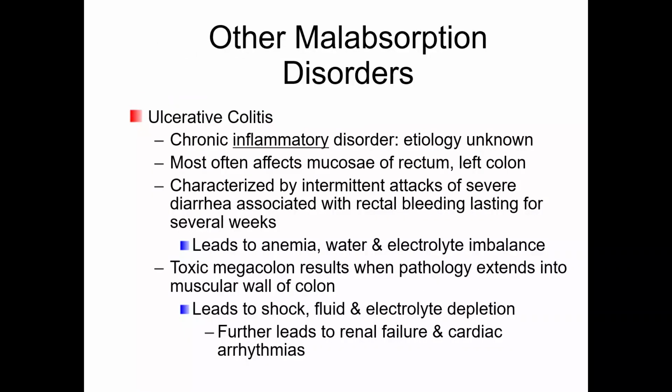Ulcerative colitis is a chronic inflammatory disorder of unknown etiology, so we don't know what causes it. It most often affects the mucosa of the rectum and the left colon. It's characterized by intermittent attacks of severe diarrhea associated with rectal bleeding lasting for several weeks. Leads to anemia, water and electrolyte imbalance. Toxic megacolon results when pathology extends into the muscular wall of the colon. Leads to shock, fluid and electrolyte depletion. Further leads to renal failure and cardiac arrhythmias.